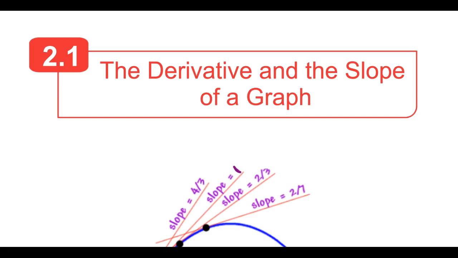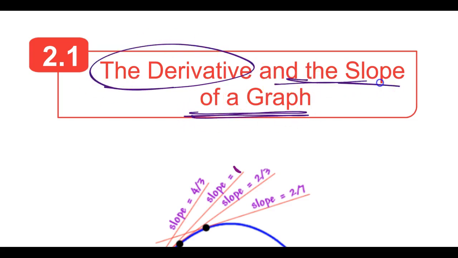Welcome to Business Calculus Chapter 2, Section 1. Today we're going to learn about the derivative and the slope of a graph. And you're going to learn that the derivative, which sometimes is denoted as f prime x, is equal to the tangent line, or the slope of the tangent line.